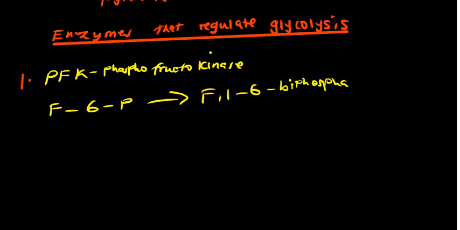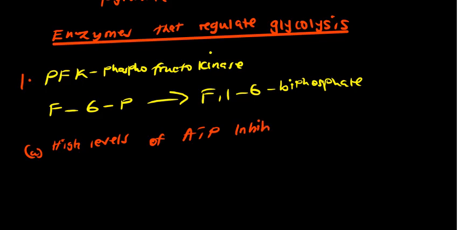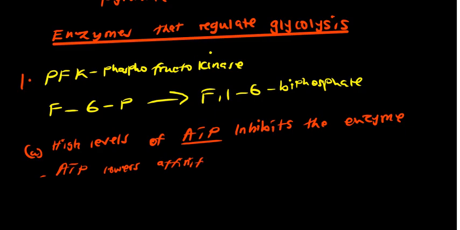First, we have high levels of ATP. ATP inhibits the enzyme. Why do high levels of ATP inhibit the enzyme? This is because high ATP levels lower the affinity of PFK to fructose 6 phosphate, since fructose 6 phosphate is the substrate here.